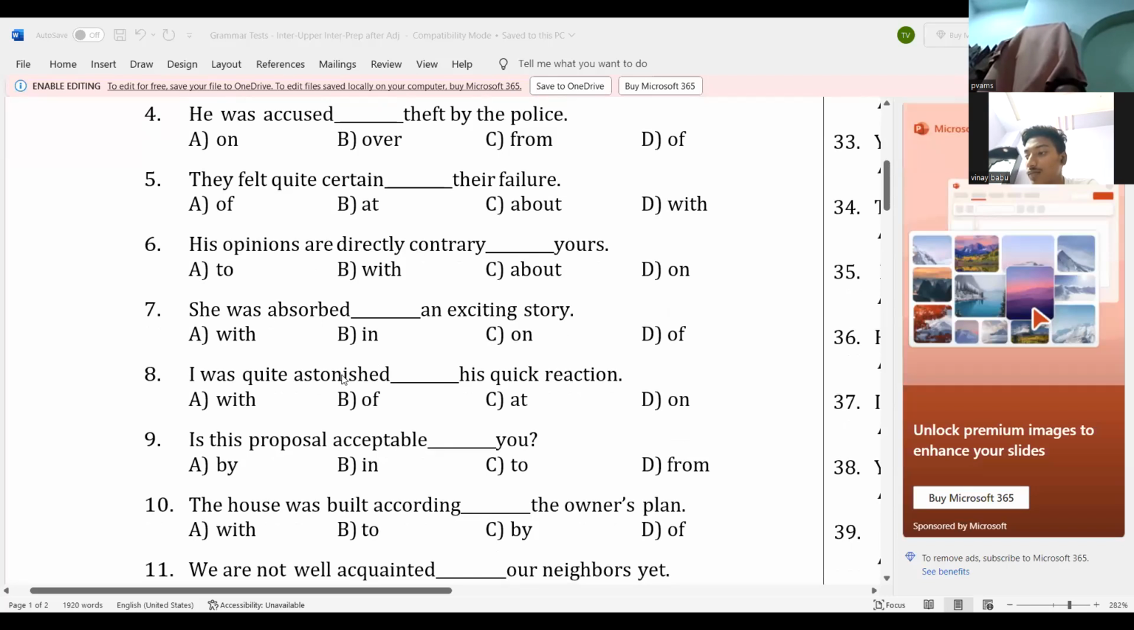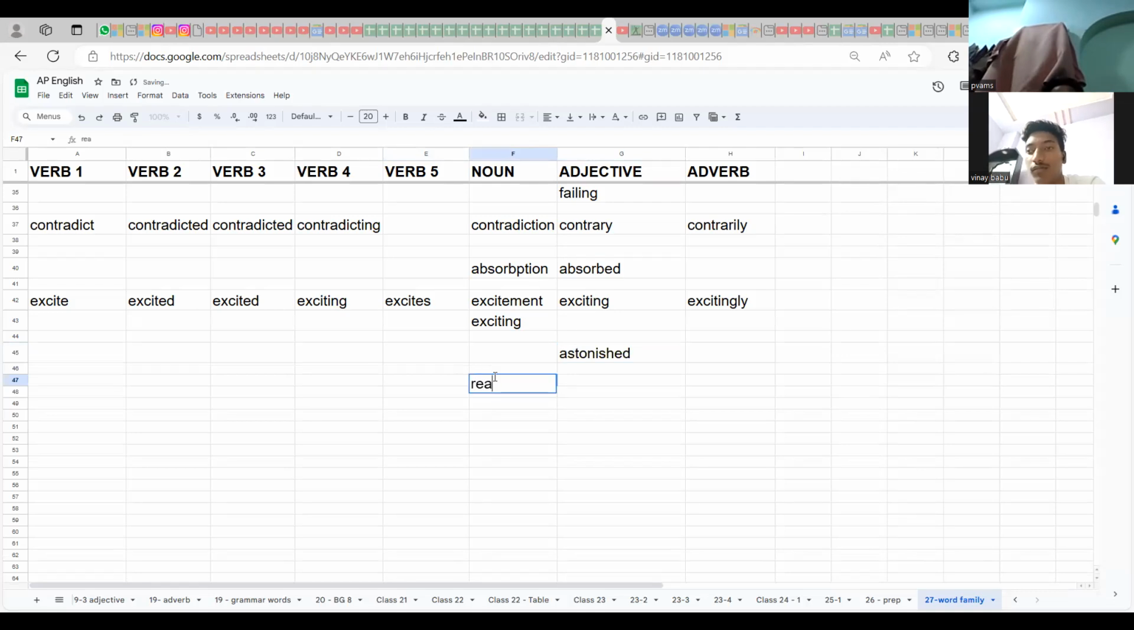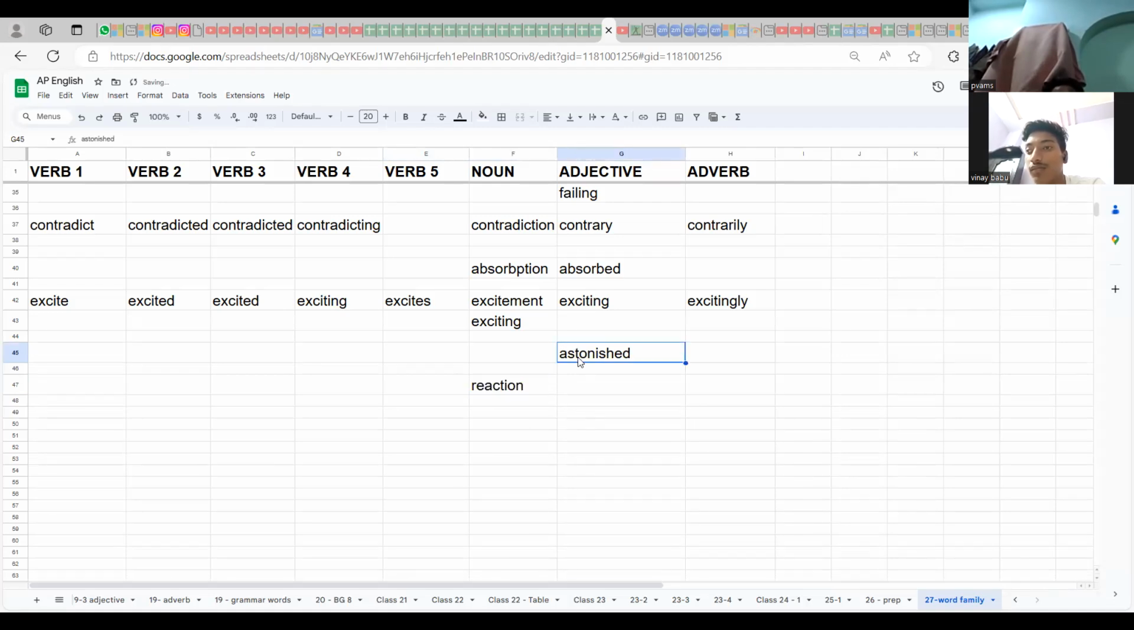Astonished. What would be the noun? Astonished is an adjective. You have a reaction. Look at that. Astonished reaction. You can generate as many words as that. Astonished. Reaction is the noun. It's ending with ION. Easy. Now, the astonished becomes astonished here.